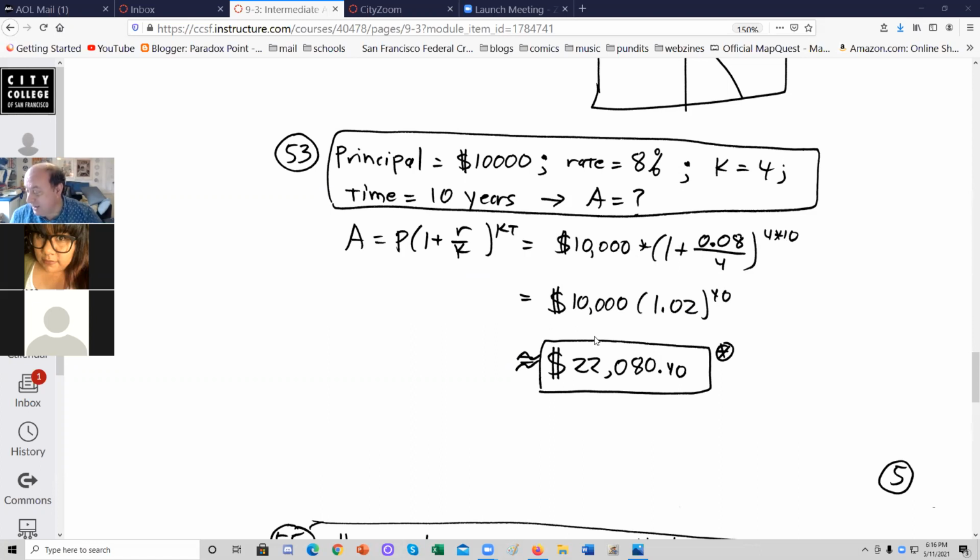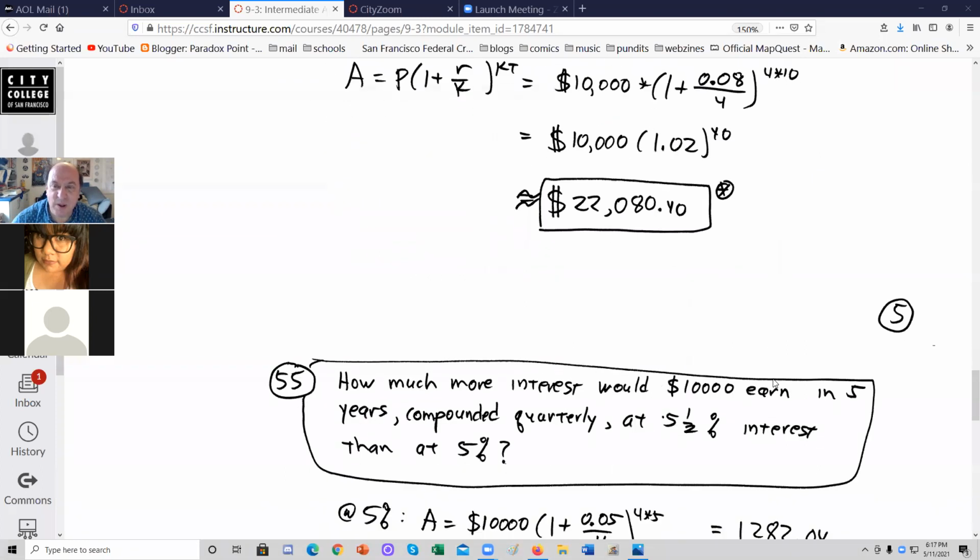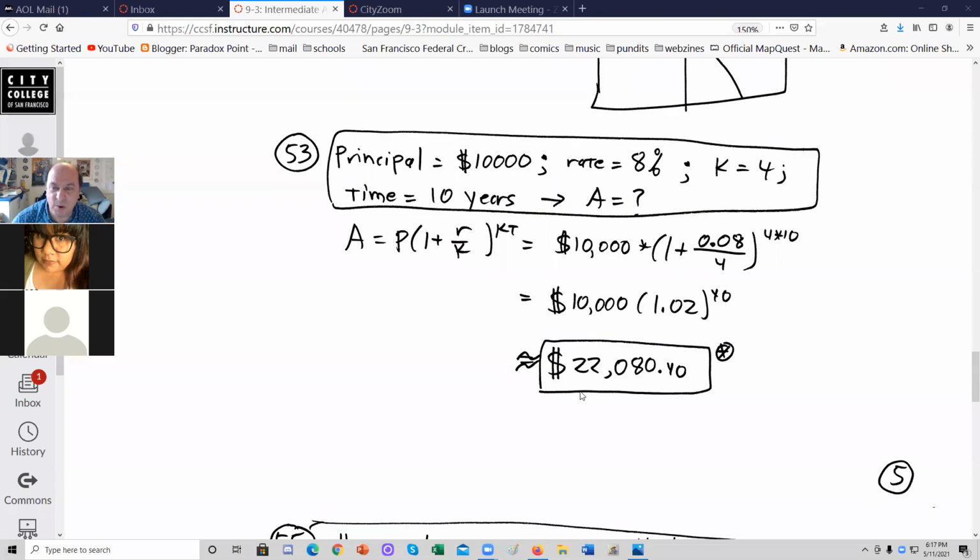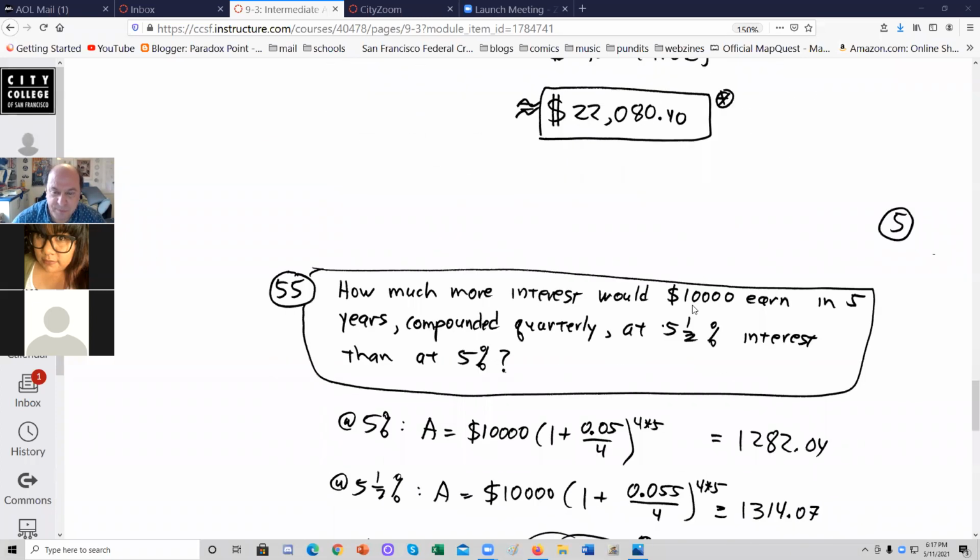And okay, calculating exponentials, you should have a calculator of some sort. Or maybe there's a calculator on your phone, or maybe you can access it by computer. Anyhow, you get $22,080.40. I think that 40 cents is being a bit too precise. But anyhow, 22,000, somewhat more than doubles in those 10 years.